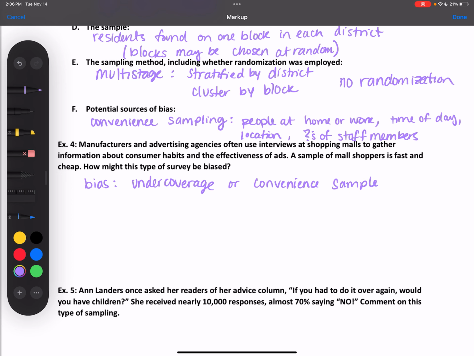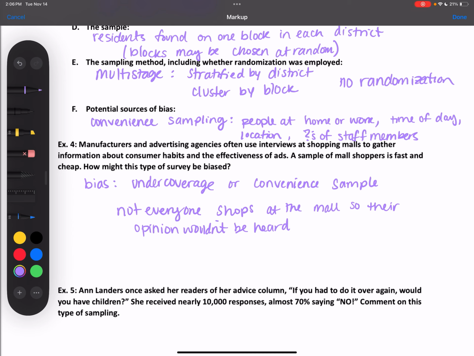Because not everyone shops at the mall, so their opinion wouldn't be heard. And that explanation kind of covers both things. But you could also say it's easy to get a lot of people to survey at the mall because there's so many people.